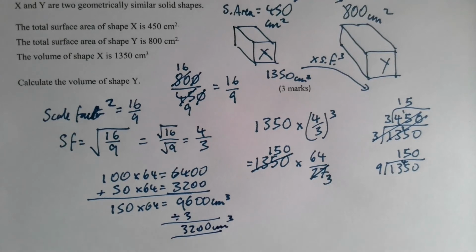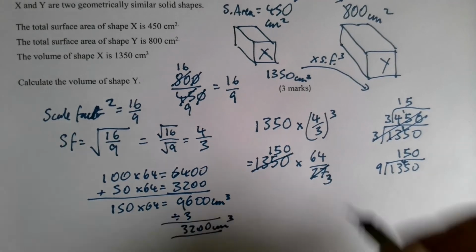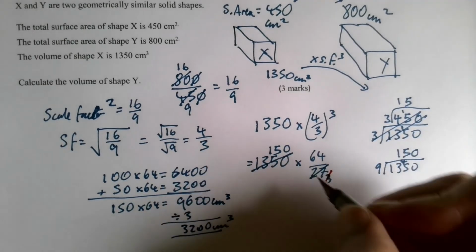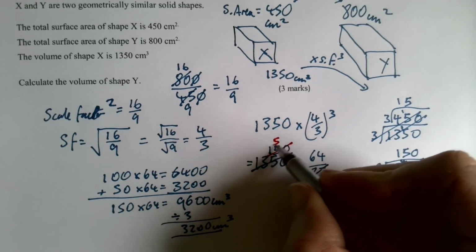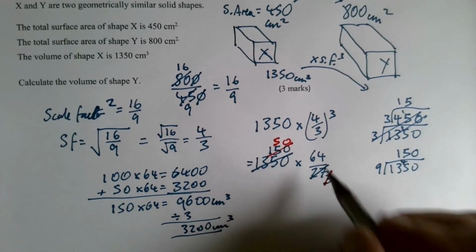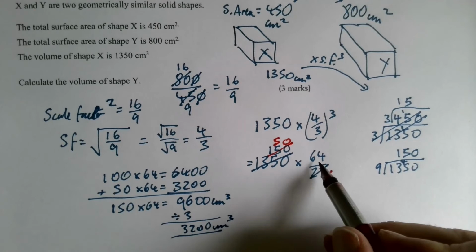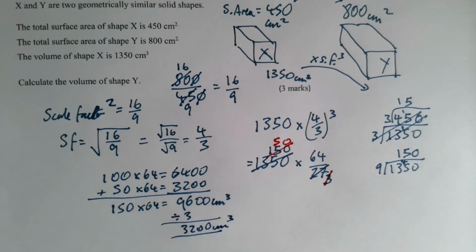I don't know if any of you spotted this, but I could over here have said 3 goes into 150. So it's going in there 50 times. Then you only have to do 50 times 64, which gets you the 3,200 straight away, and that's because 27 happens to go exactly into 1,350. Okay, I hope that made some sense, and we move on to the next.